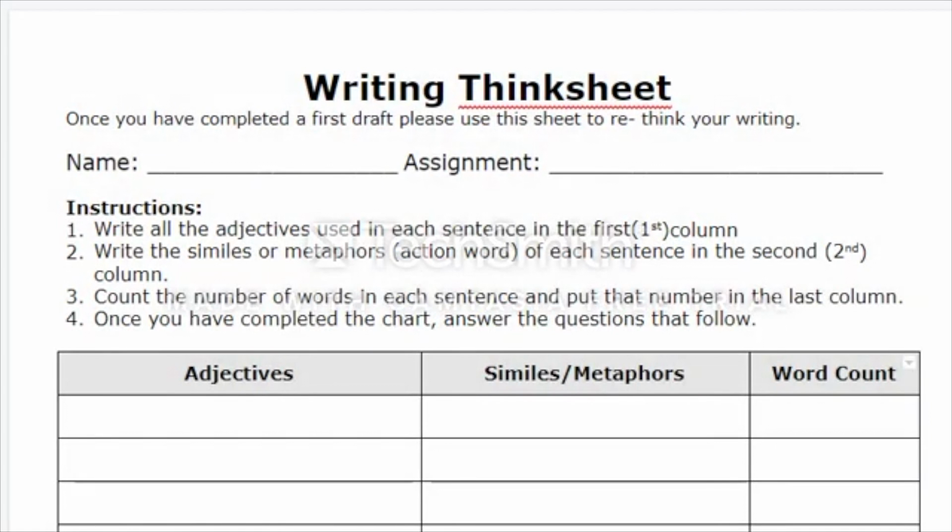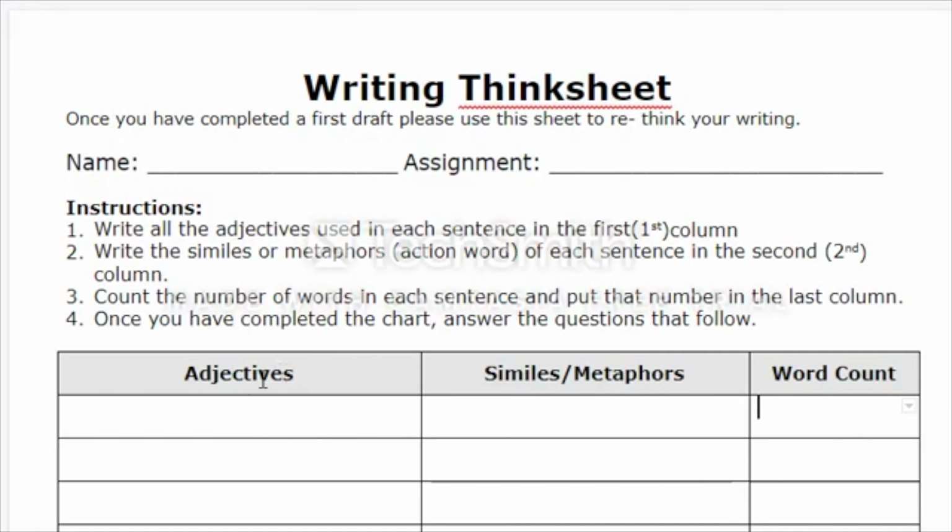You'll notice that not every writing think sheet is the same. This one, as opposed to one you've used in the past, talks about adjectives and is going to ask you to do some things about adjectives and also similes and metaphors. But you'll see that this is similar to other writing think sheets you've seen that asks you to count the number of words in the question and put that in the last chart.